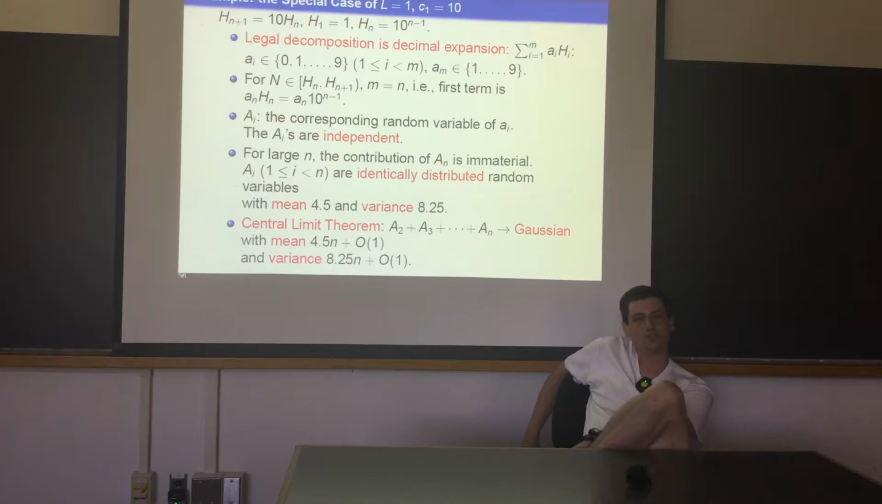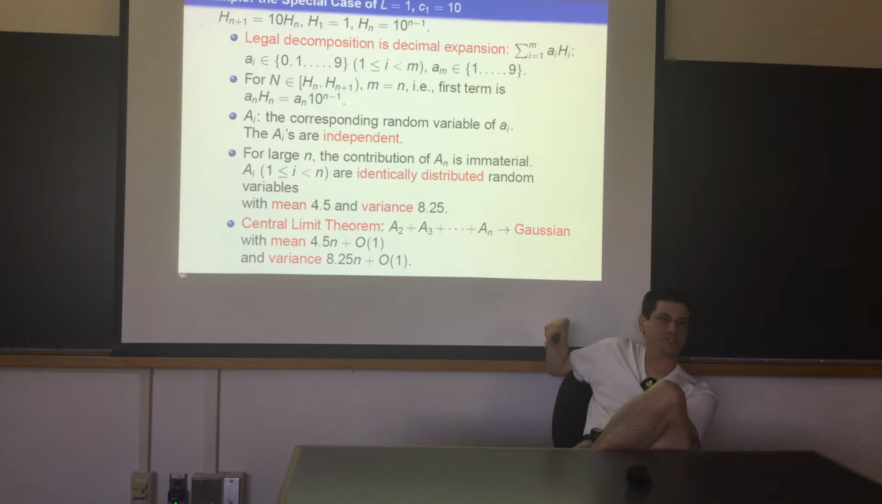Let me give you a heuristic as to why you should expect a Gaussian. Let's look at a simpler relation. Let's look at h_{n+1} is 10 times h_n. This is also known as the decimal system. So I'm writing any number in decimal. If I write it in decimal, if I want to have h_n present, then my first digit is between 1 and 9, and all my other digits are between 0 and 9.